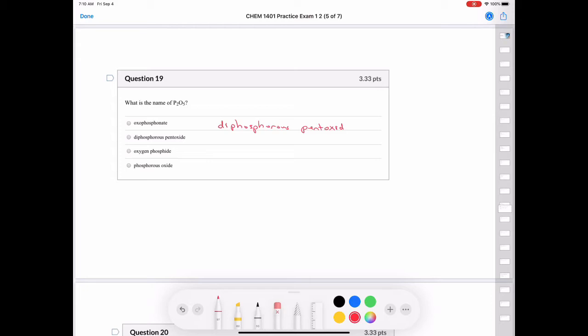pentoxide. It might be a knee-jerk reaction to say it's pentaoxide, but there's a little rule that when the second element begins with a vowel, we drop the A from the penta, so it just becomes diphosphorus pentoxide.